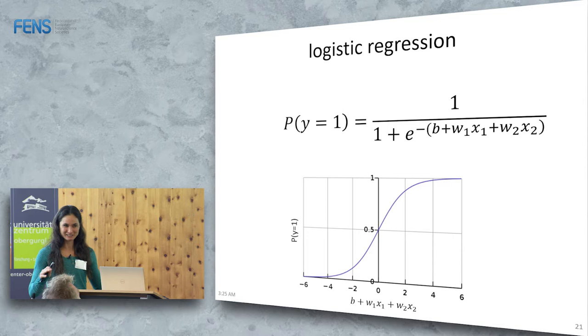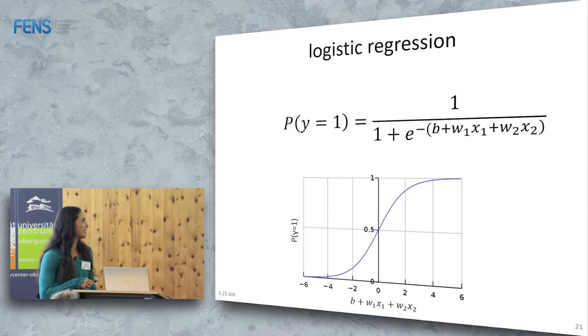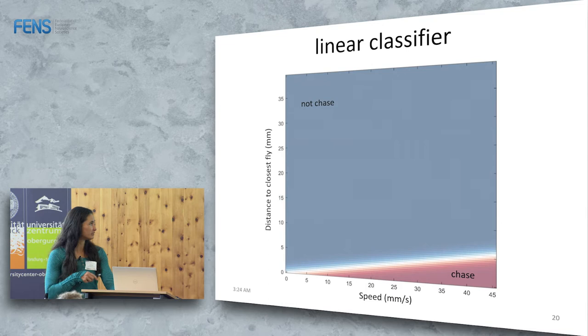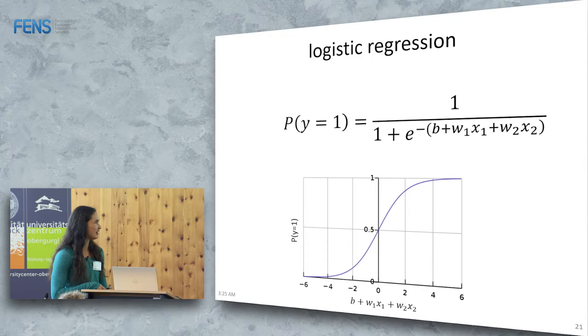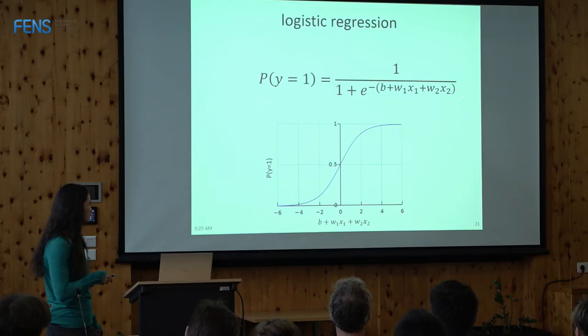So those of you who like math, you can look at this slide. If you don't, you don't need to understand this. So instead of just having something that's going to output ones or zeros, we're going to have something that's going to output the probability that something is a chase or not. And so logistic regression is one of the most common ways to do linear classification.